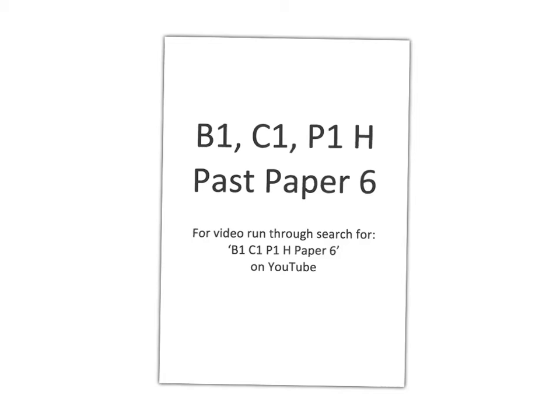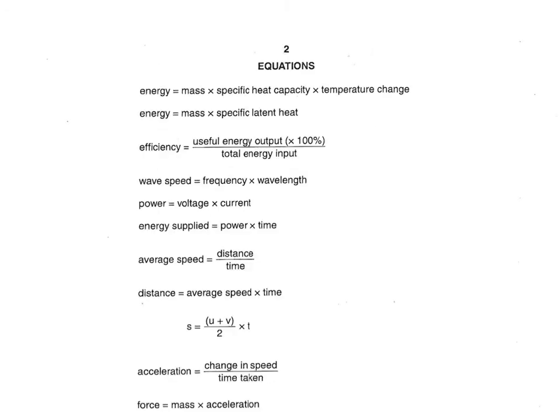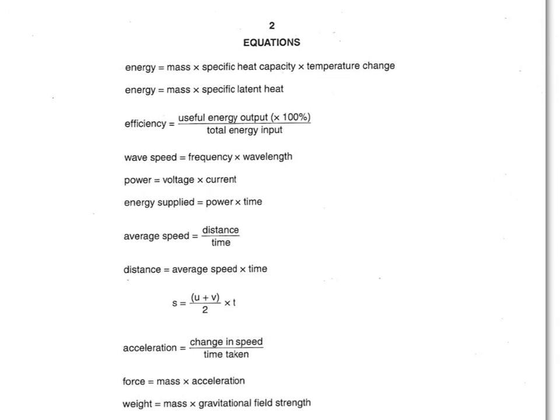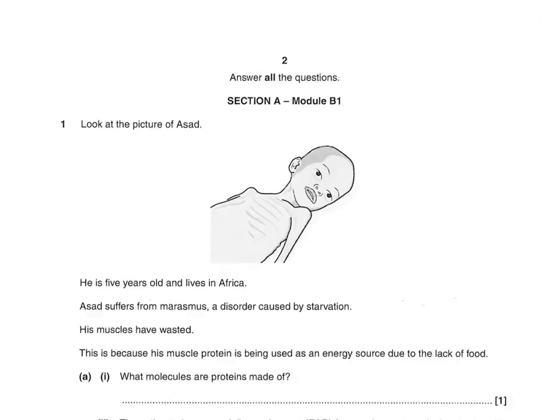This is the B1C on P1 higher past paper 6 run through. As ever, you've got the equations in front of your booklet. Make sure you're using those and referring to them when you get to the physics section in particular.